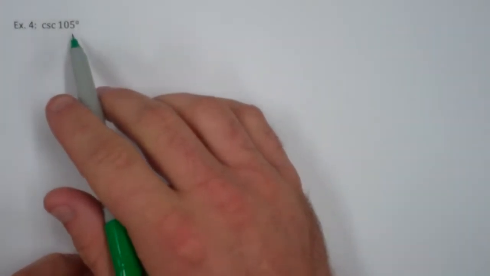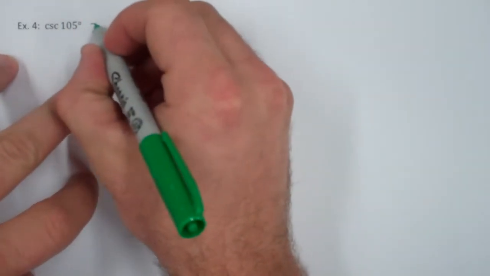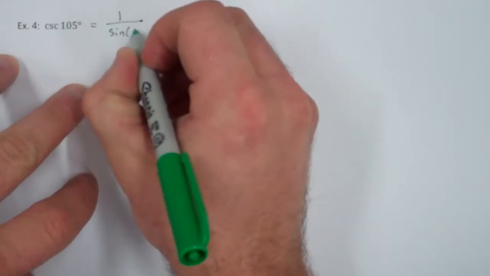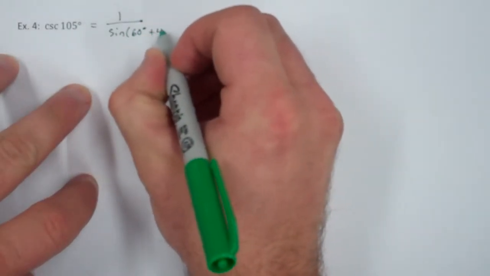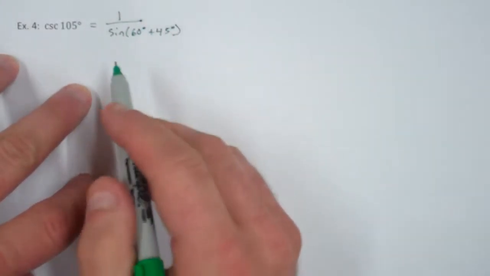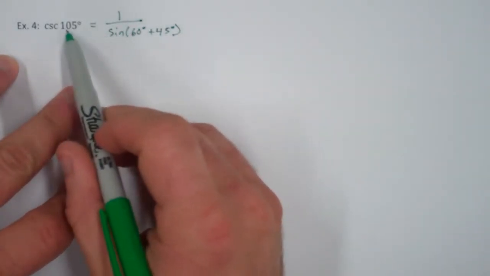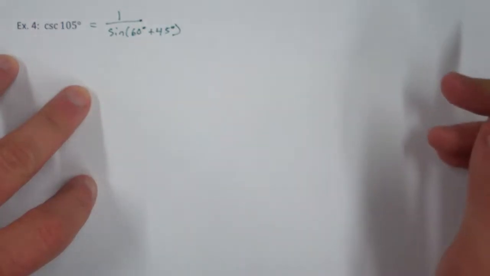In example 4, we need to find the cosecant of this angle. And I'm going to rewrite this as 1 over the sine of 60 degrees plus 45 degrees. So remember that the cosecant and the sine have a reciprocal relationship. And then 105, of course, is 60 and 45.